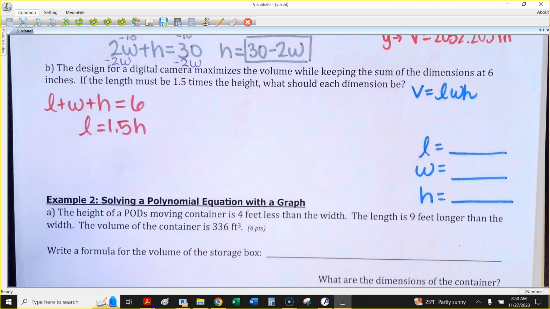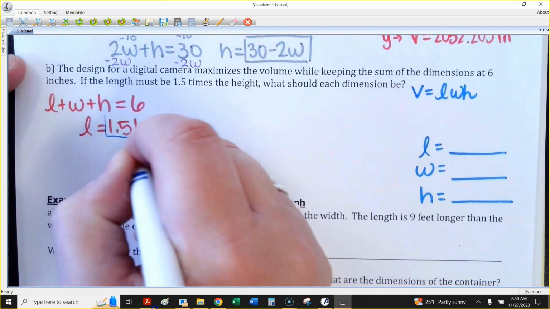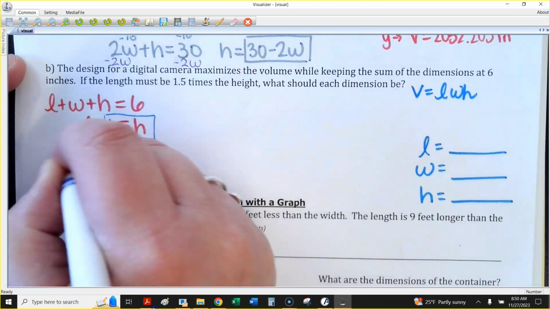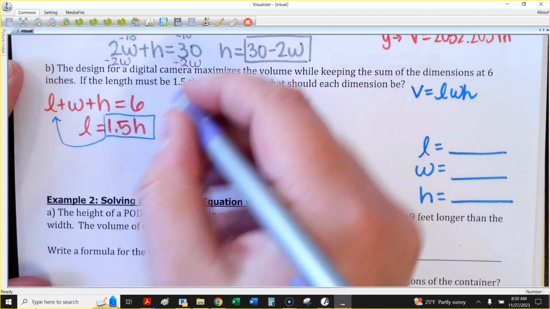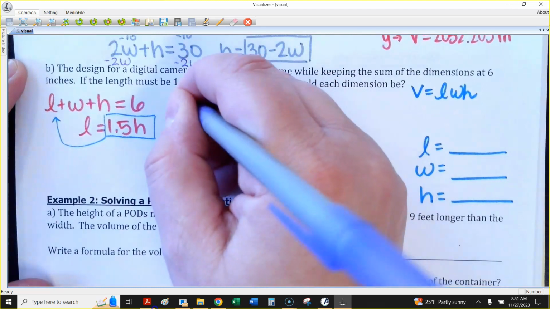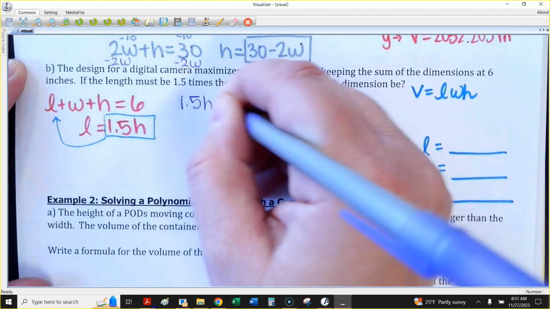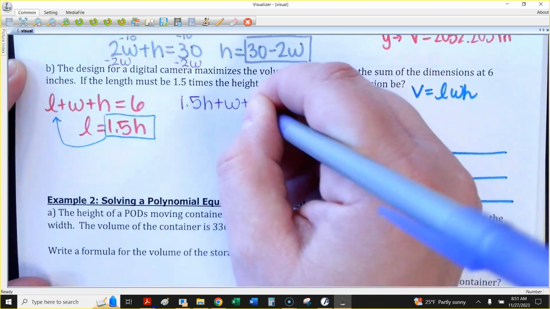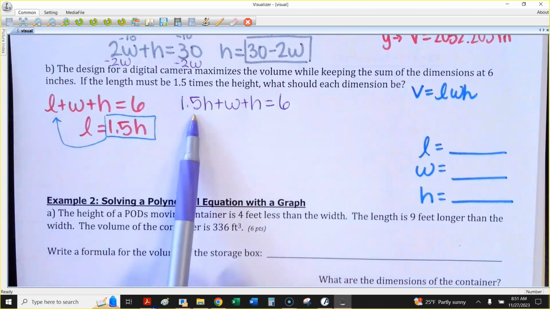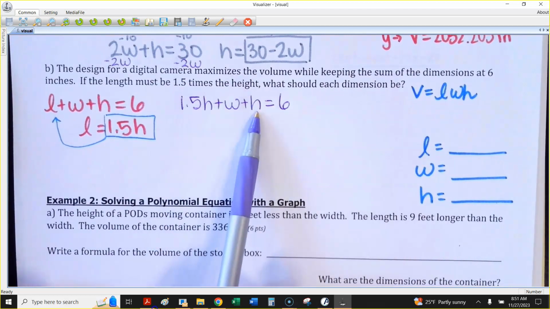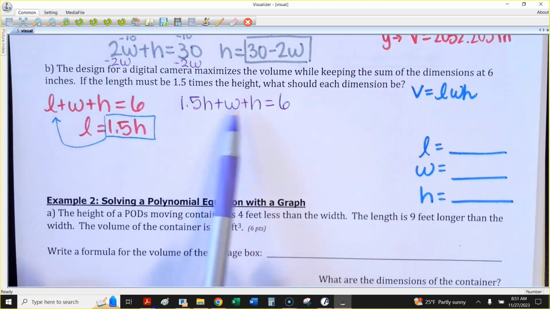Now, what we're going to do, I'm going to start out and I'm just going to sub this in for the length right there. So that equation would become, bless you, 1.5 times your height plus your width plus your height equals 6. Okay, now let me ask you, if I combine like terms here, I have 1.5 h and I have another h over here. How many h's, if I added those together, would that be?